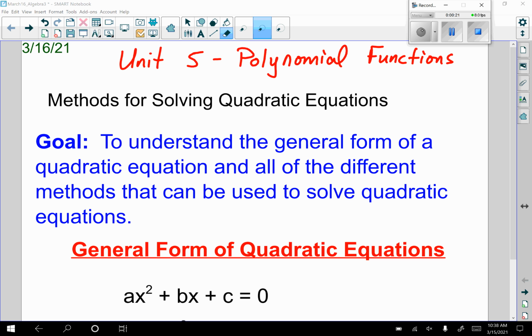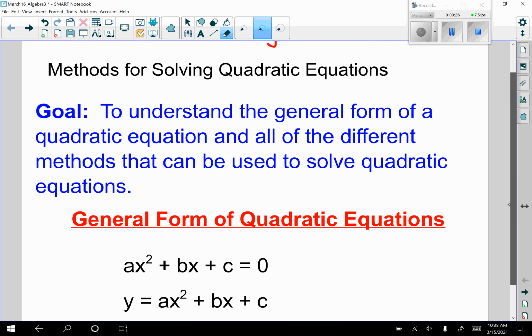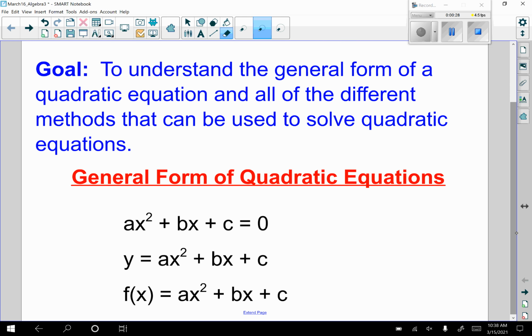We already saw some of these throughout the year so far, but here are 3 different ways to write out the general form of a quadratic equation. So the first is anytime we see a quadratic, we have to see an x squared. Otherwise, it's not going to be a quadratic. So the a, b, and c are all just the coefficients a and b, and then we have our constant c. So we have ax squared plus bx plus c. If that equals 0, that means we're getting ready to solve.